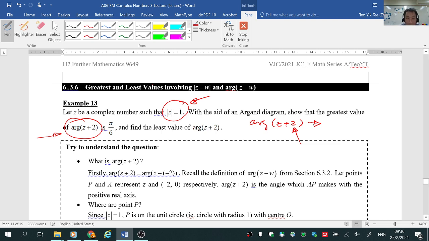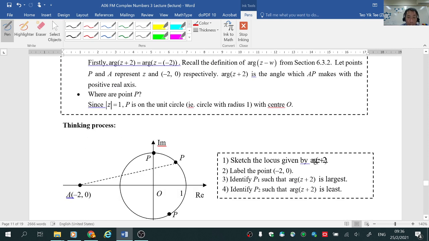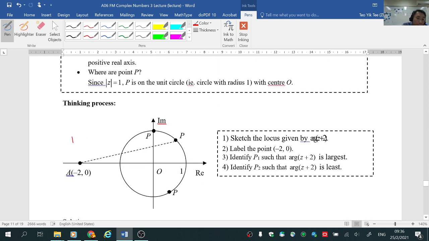You may not be able to get what I'm trying to say here, but look at it physically now, diagrammatically. As measured from the point minus 2, give me the possible values of the argument of z. Understanding z can be anywhere on the circle, if z is down here, this is my argument. If z is down here, this is my argument of z plus 2.